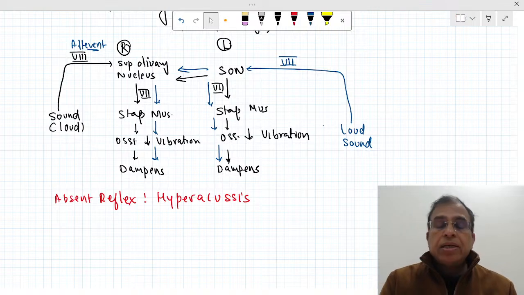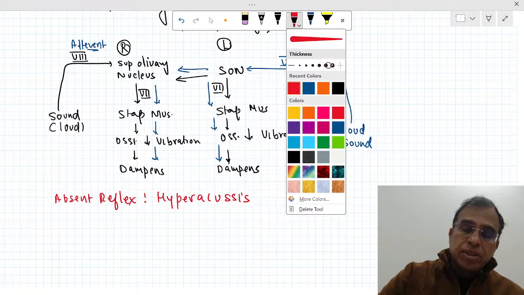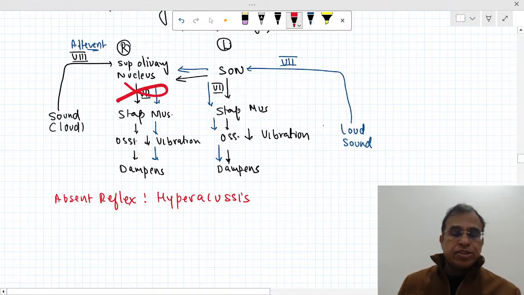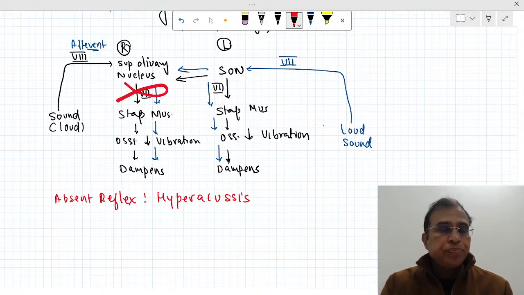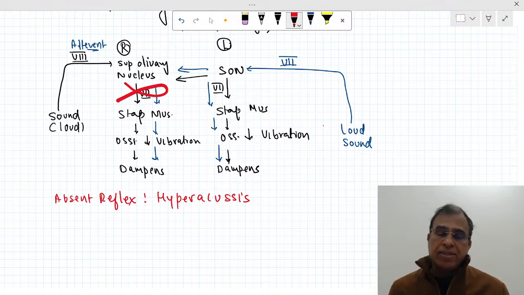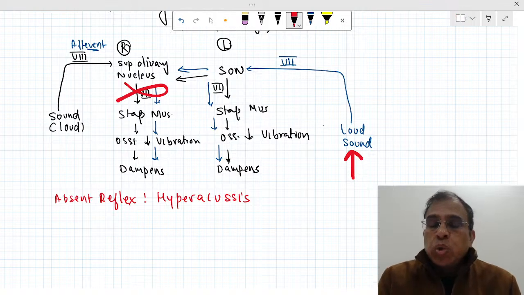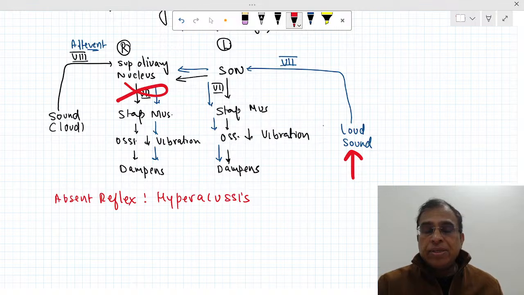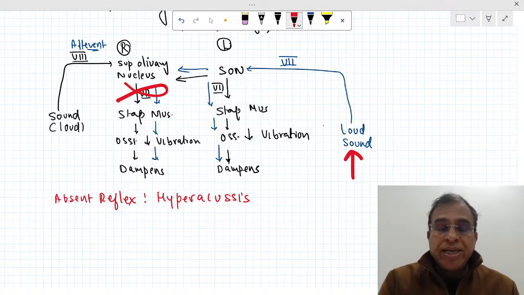Okay, now tell me, suppose I tell you the 7th nerve of the right side is damaged. Now there is a question coming up for you, an MCQ. The 7th nerve on the right side is damaged. If I give loud sound to the left ear, which of the following will happen in this patient? You are giving very loud sound to the left ear. Which of the following may be seen in this patient? A, absent reflex in the ipsilateral side.